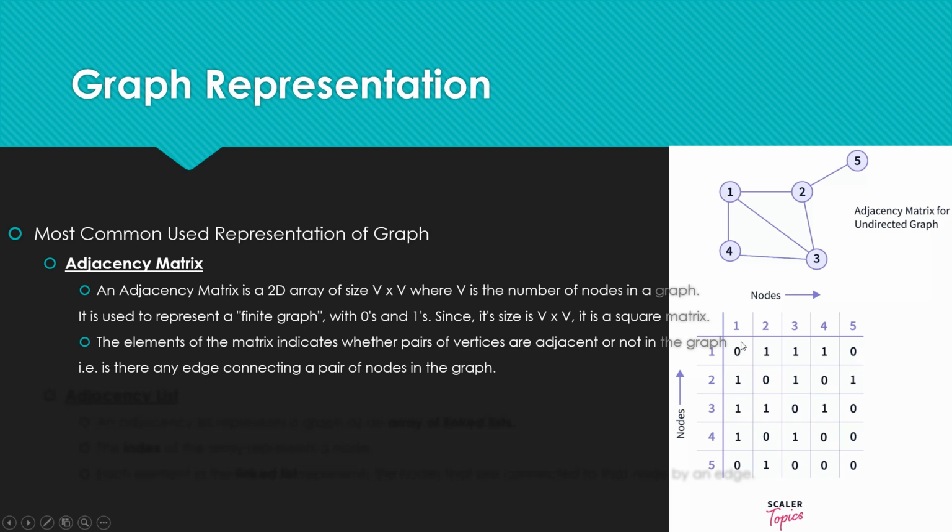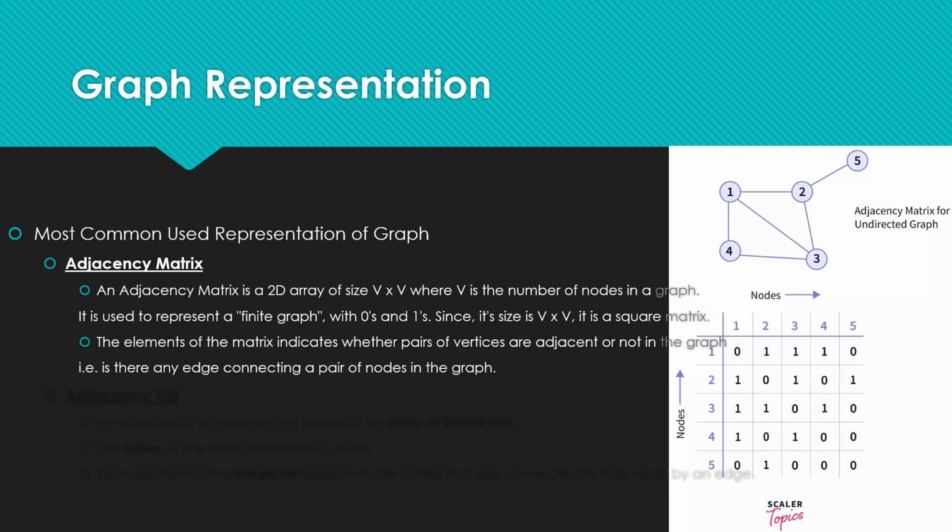But 1 and 1 in our case doesn't have an edge, and 1 and 5 does not have an edge. So those two are 0, and the others, 1-2, 1-4, 1-3, all of them are connected. So this kind of has an edge. For example, 4 and 5 does not have an edge. So let's check 4 and 5. That's basically the adjacency matrix.